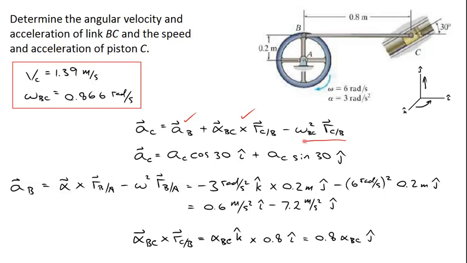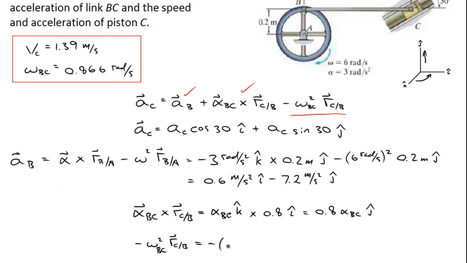So we know this term, and finally let's calculate the centripetal acceleration, and that's equal to negative 0.866 radians per second squared crossed or multiplied by the position of C with respect to B, which again is 0.8 meters in the i-hat direction. And doing the arithmetic, I come up with negative 0.6 in the i-hat direction.